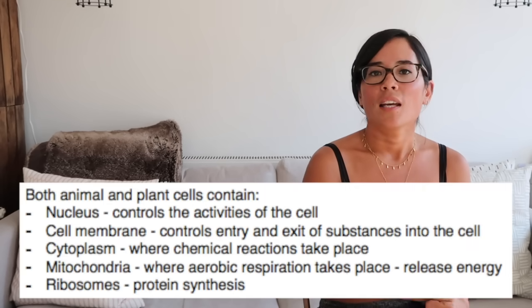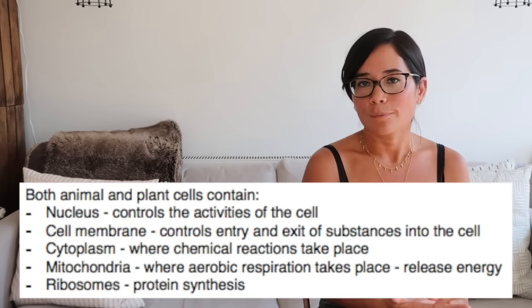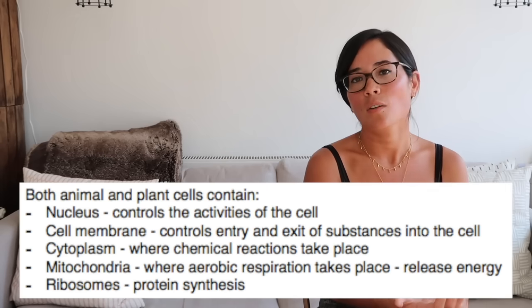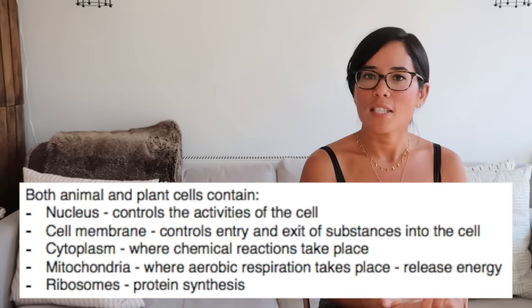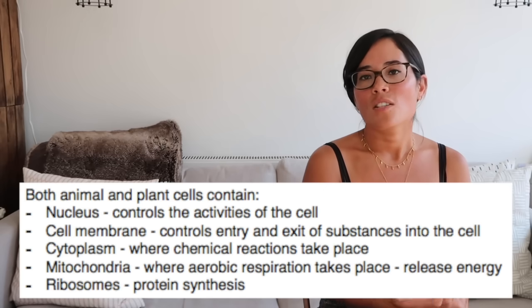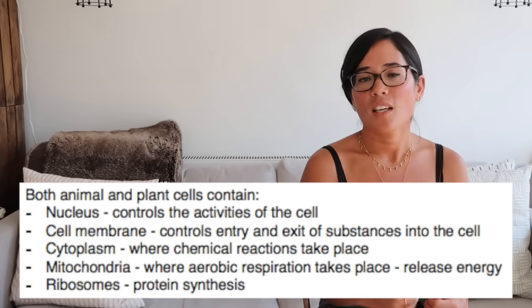We now need to look at the role of each of those organelles in turn, because it's so key that you get these really basic questions right in your exam. If they say, what does the nucleus do, you need to be able to write that. So what does the nucleus do? It controls the activities of the cell. What does the cytoplasm do? It's where chemical reactions take place. What is the role of the cell membrane? It controls what enters and leaves the cell.